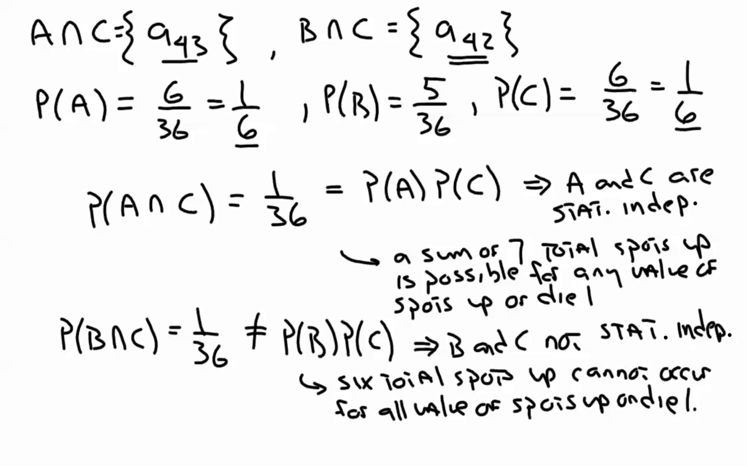Six total spots up cannot occur for all values of spots up on die 1. That means events B and C are not statistically independent.